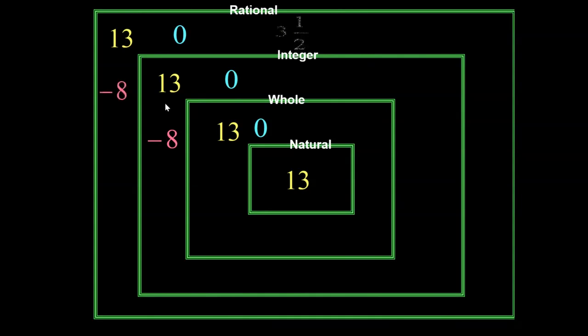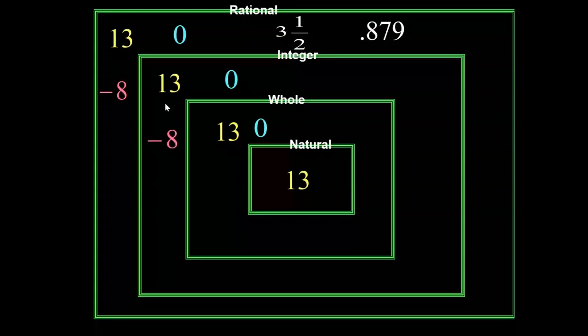If I give you a fraction, then that only goes into rational. If I give you a decimal, either terminating or repeating, it only goes into rational. You can't have that in the integer, whole, or natural number sets.